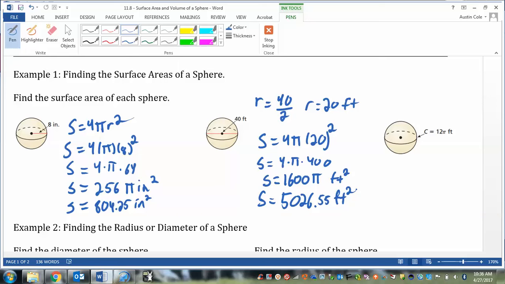Circumference equals 12 pi feet. How are we going to start this one?